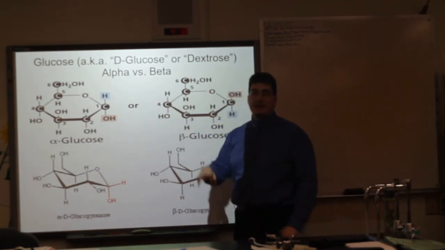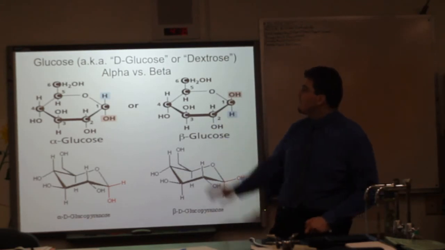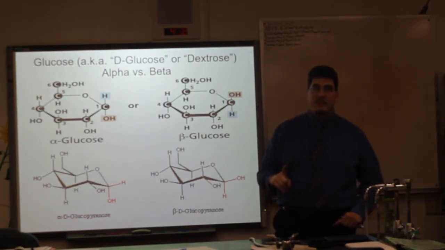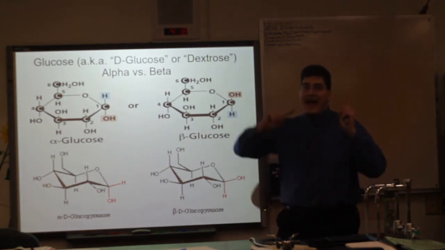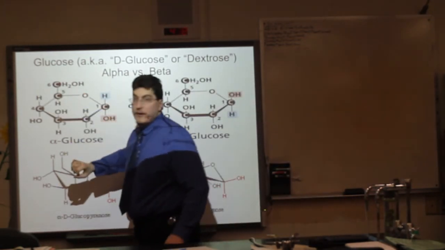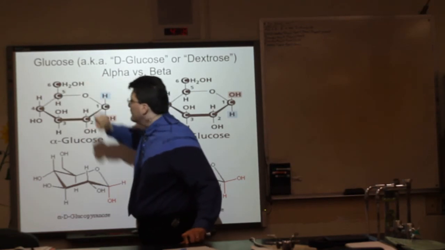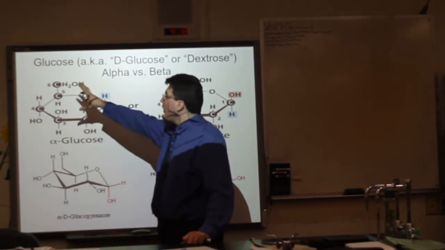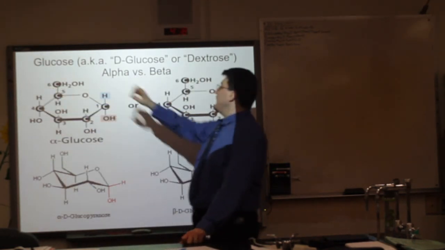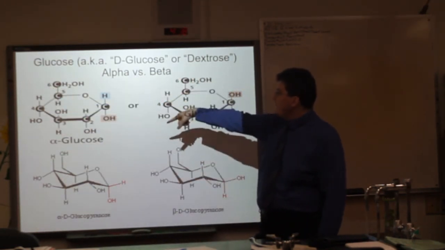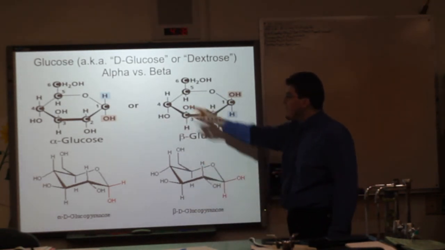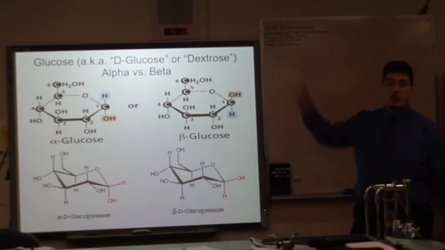The 4-carbon is always the same. The 4-carbon will always have its hydroxyl group down. That is in fact the difference between alpha glucose and alpha galactose. The 4-carbon in galactose is flipped. In alpha glucose, it is down and 1 is down. In beta glucose, the 4-carbon hydroxyl group is down, and the 1-carbon hydroxyl group is up.